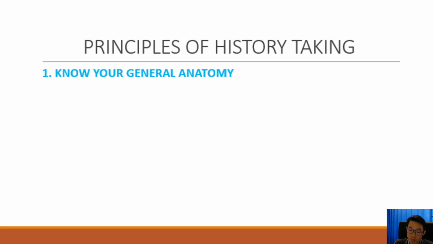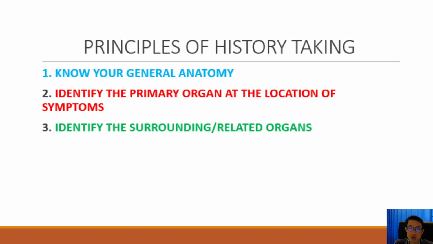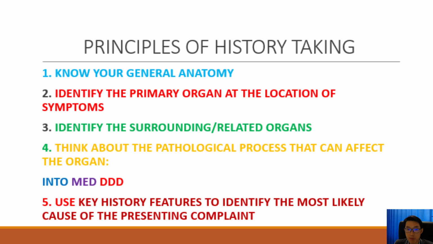So before I move on, I need to quickly revise the general principles of history taking. Number one, we must know the general anatomy of the human body. Number two, we must be able to identify the primary organ at the location of the symptom. And number three, we must be able to identify the surrounding or related organs. Number four, we have to think about the pathological process that can affect the organ. Number five, we must be able to use the key features to identify the most likely causes of the presenting complaint.